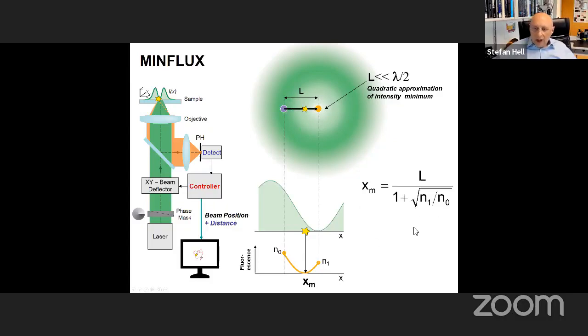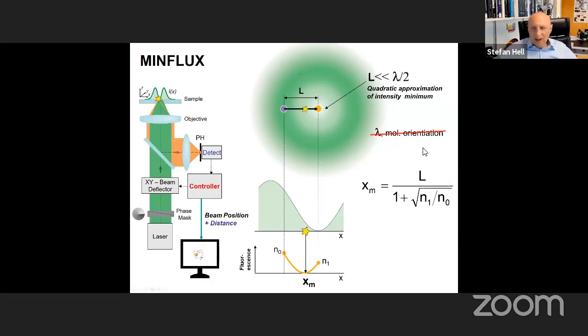Now, this simple equation is very, very illustrative because it tells you that there is no dependence on the wavelengths in the first place. You don't see any dependence on the wavelengths. And also there is no dependence on the molecular orientation.